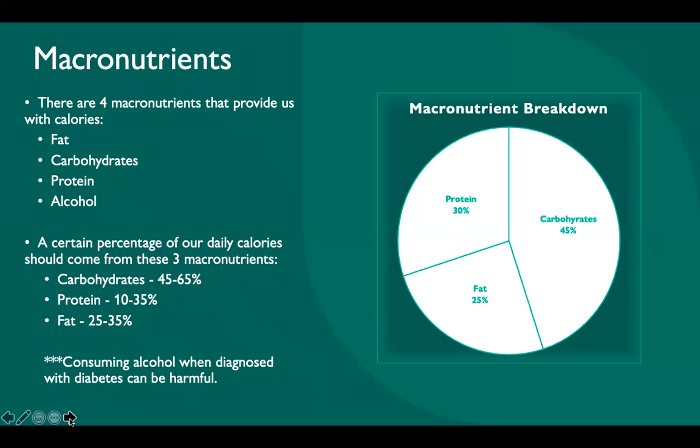The purpose of this slide is to show the breakdown of what food groups you should be eating. It is recommended to consume 45 to 65% carbs, 10 to 35% protein, and 25 to 35% fat. If you notice, alcohol is not included in this chart, because consuming alcohol when diagnosed with diabetes can be harmful for several reasons. One of the most pressing reasons is that it can cause hypoglycemia.